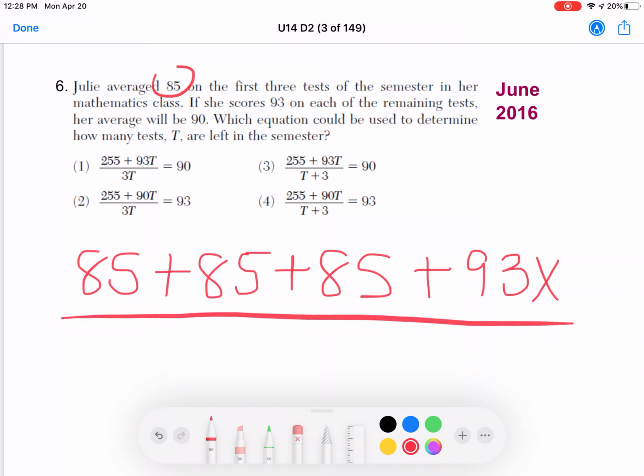So remember, you have to divide by how many tests you gave. So how many tests you took. So I have 3 85s plus some amount of 93s. And then she wants to wind up with a 90. Okay, so that would be choice 3. All right, and then I think we're not going to do 6.